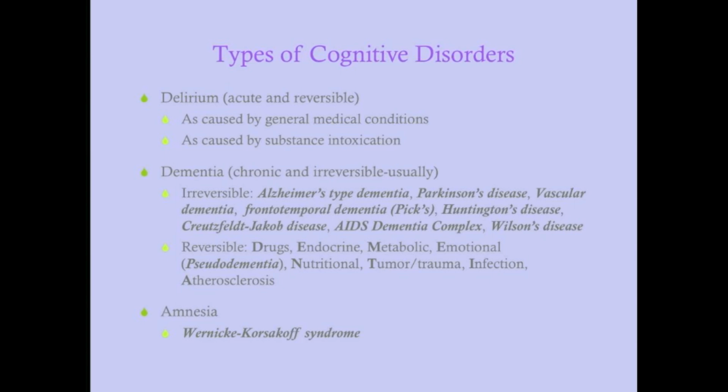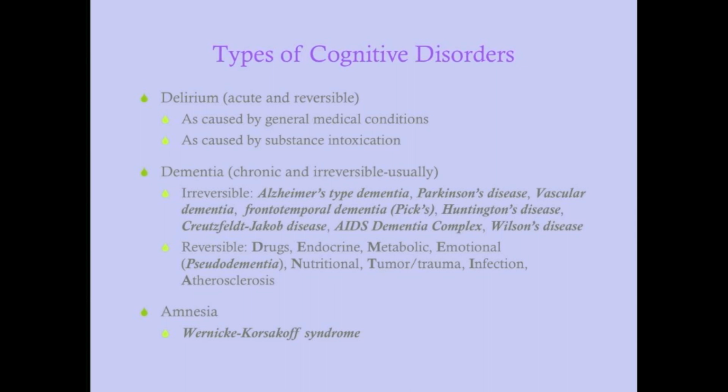So the two major classes of cognitive disorders are delirium and dementia. The most prominent thing about delirium is that it's acute and reversible. So this isn't something that a patient's family member brings them in for after they've been having it for 8 months. This is something that a patient will develop on the wards, or something that a patient will be brought in for by law enforcement or a family member to the emergency department. So delirium can be caused by general medical conditions, or it can be caused by substance intoxication.